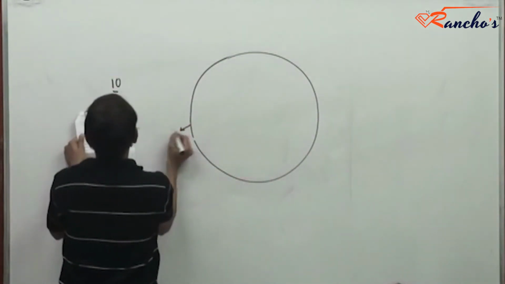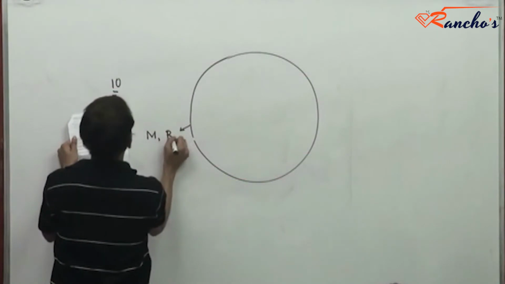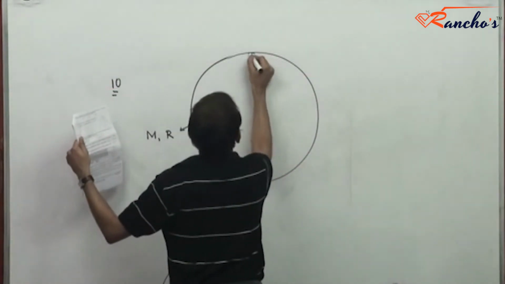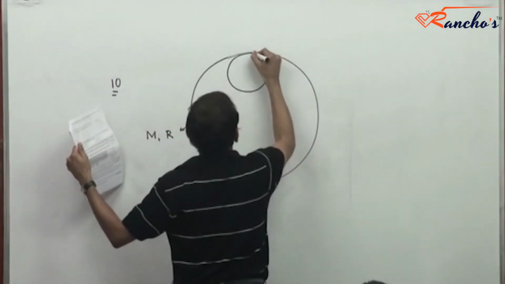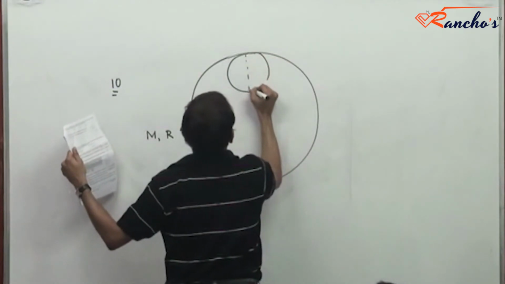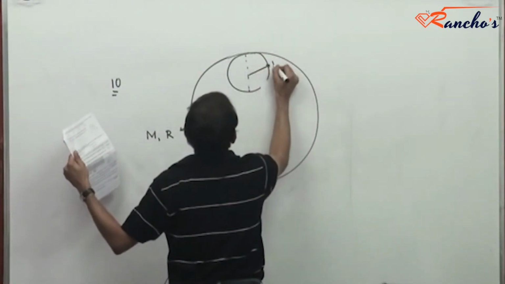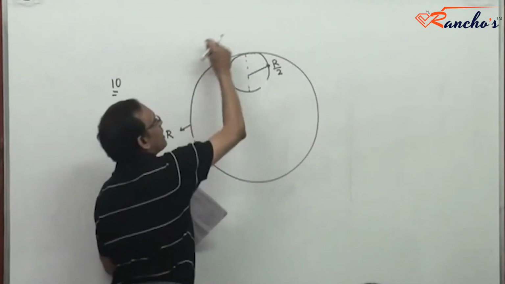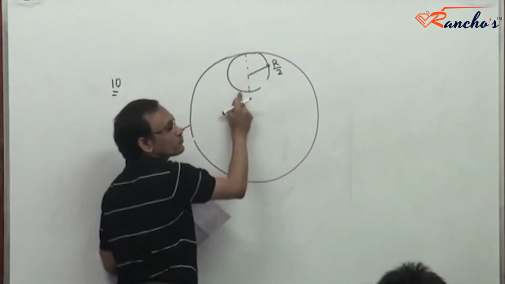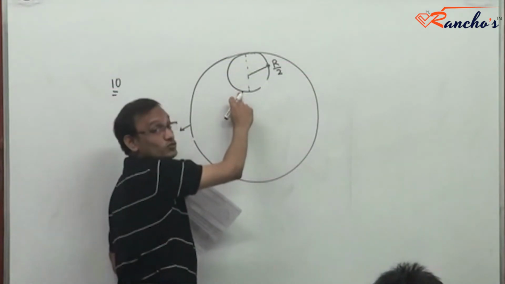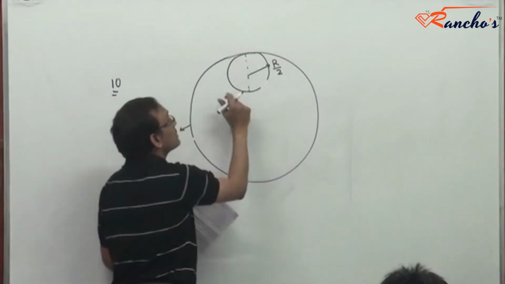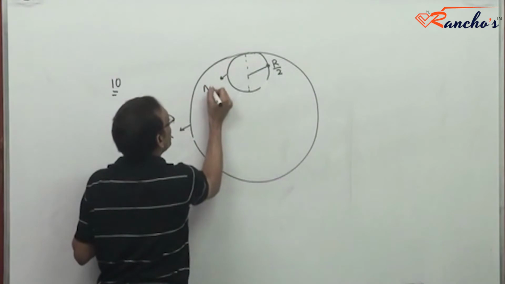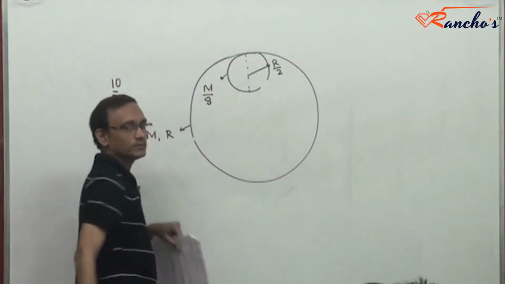There is a spherical mass m of radius r, from which you excavate a sphere of radius r by 2. So now if this whole thing is of mass m, then the mass of this would be m by 8, because mass would be proportional to the cube of the radius. So the mass of this is going to be m by 8, right?